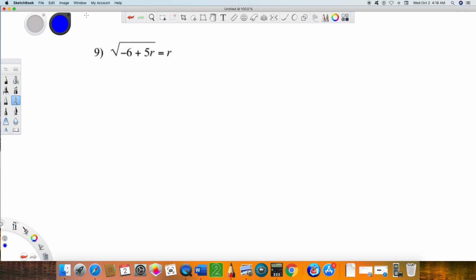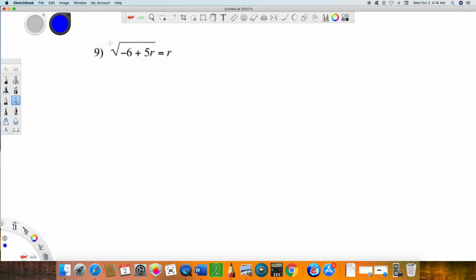Let's take a look here at problem number 9. We have a square root, we have a radical equation. We always want to make sure that the radical is by itself, that that term is isolated. And to get rid of this square root, we square it. To balance the equation, we'll square both sides.